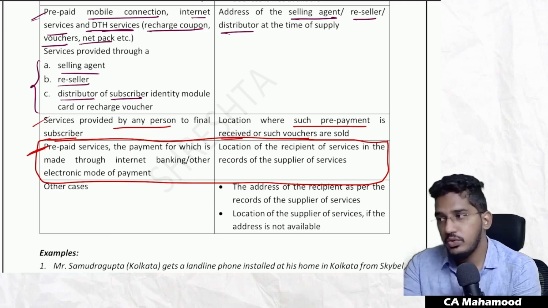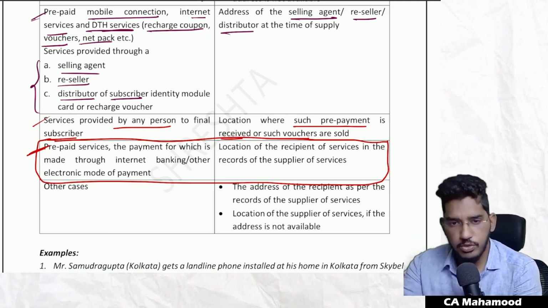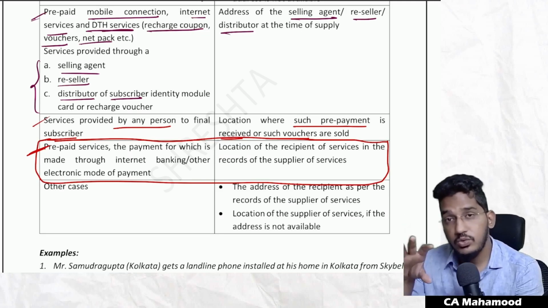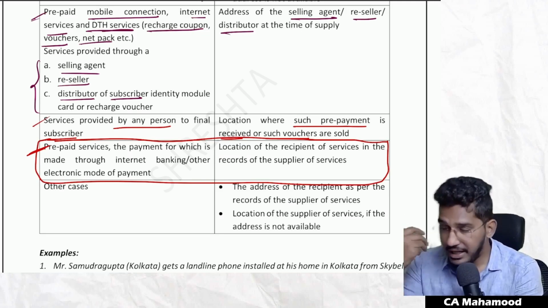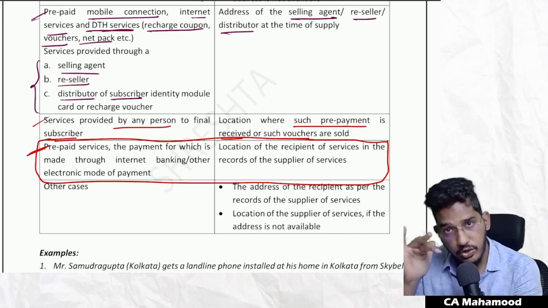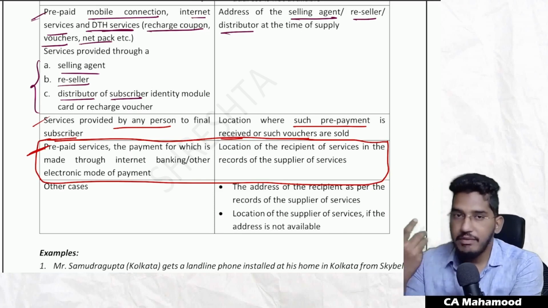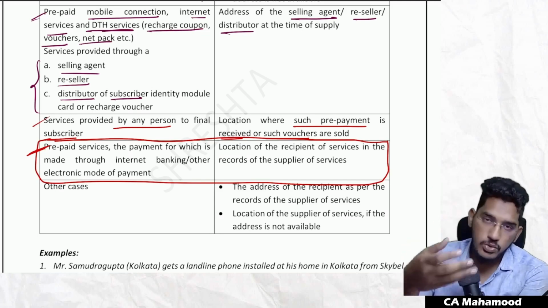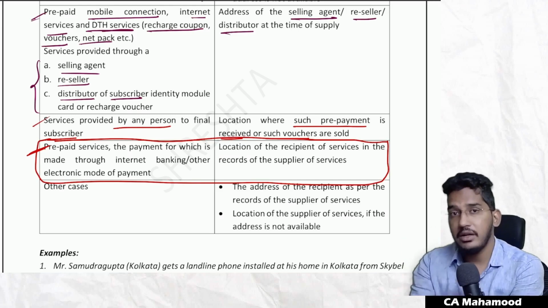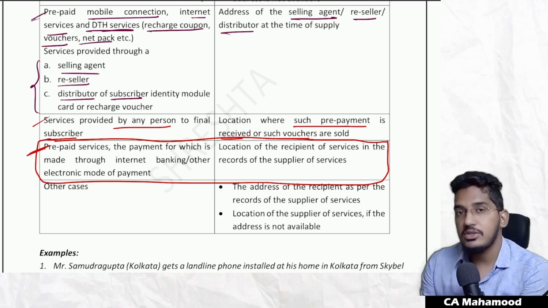For example, if you want to recharge your mobile phone, you can do it through PhonePe, Google Pay, or Amazon Pay, or if you want to recharge your Airtel, there is the Airtel app itself. If you want to recharge your Jio SIM, you can do it through the MyJio app. So today we are not going to the shopkeepers to buy vouchers or asking them to do the recharge. Today we are doing the recharge by ourselves over the internet. Sir, in this case, how to determine place of supply?